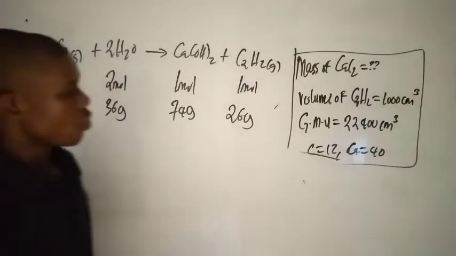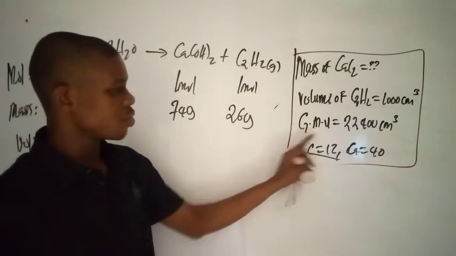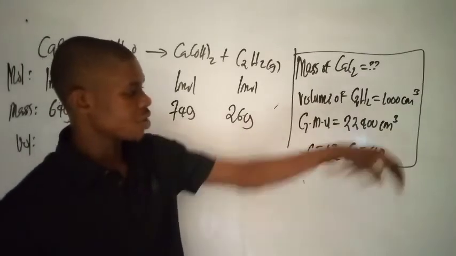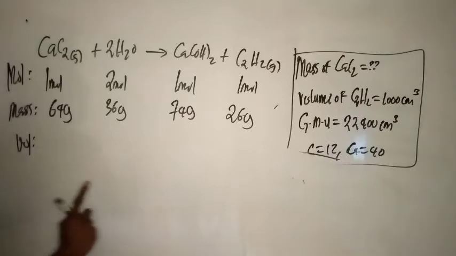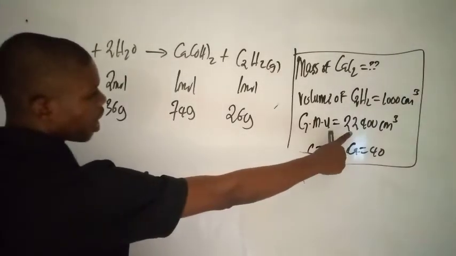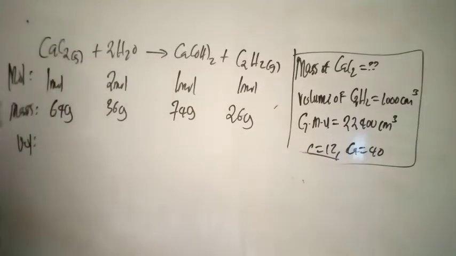So remember the gas molar volume is going to be 22400 cm cubed. That is for every 1 mole. For every 1 mole of any gas, I have 22400 cm cubed, right?